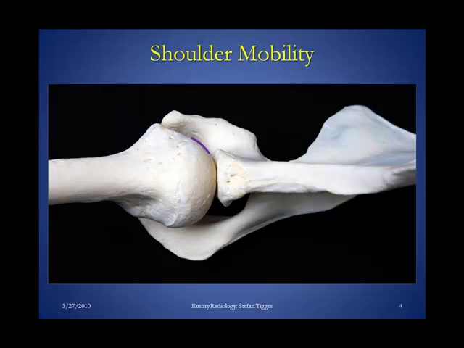You can see that you've got a very big humeral head and a relatively small glenoid, and this is what allows the shoulder joint to be so mobile. Of course, the downside of that is that there isn't a lot of stability and that the shoulder dislocates fairly easily.